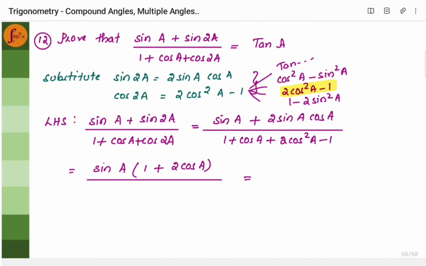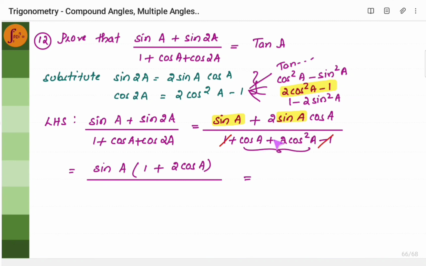Now let's simplify this. So I've taken sin A common between this. If you take sin A common, you'll be left with 1 plus 2 cos A. Right? I've taken sin A as common. So I'll be left with 1 plus cos 2A. Now here again, 1 and 1 will get cancelled. So 1 minus 1 is 0. Right? And then I'll have cos A and 2 cos square A. I'll be left with this. This and this will get cancelled.